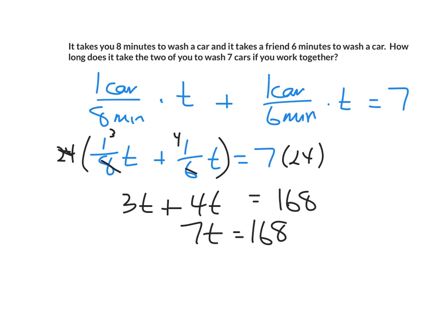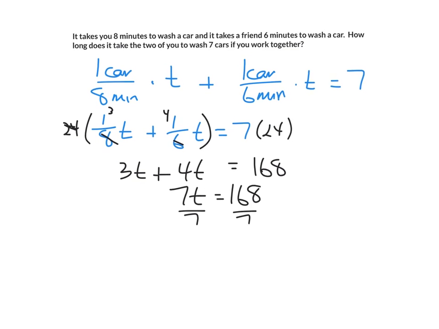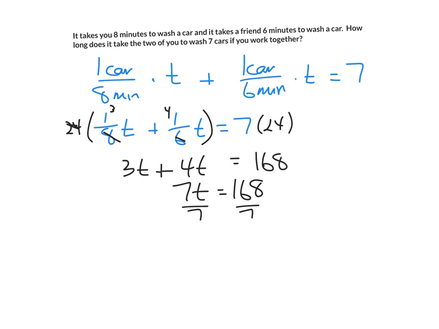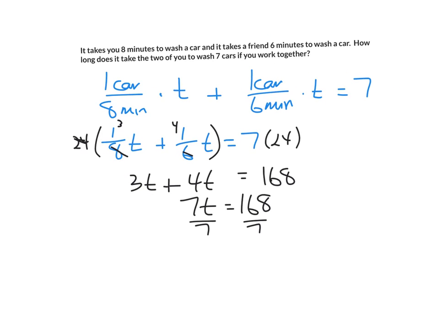And divide both sides by 7. We'll be finished up. Divided by 7, I get t is 24 minutes, which is amazing. That means you and your friend can wash 7 cars in 24 minutes working together.